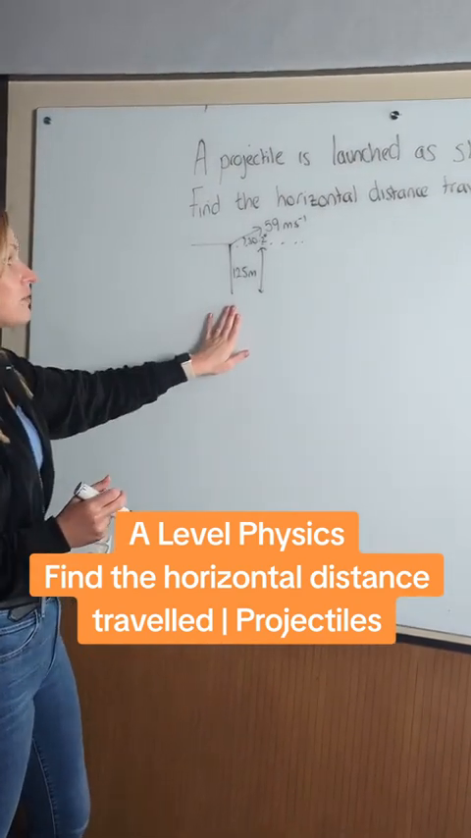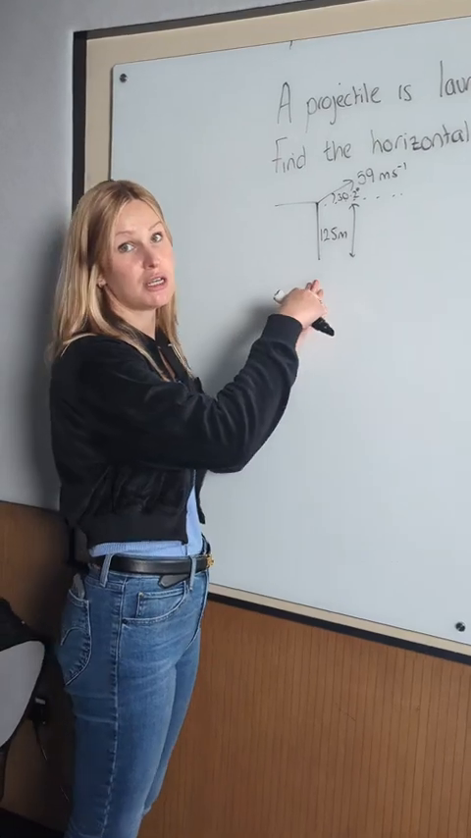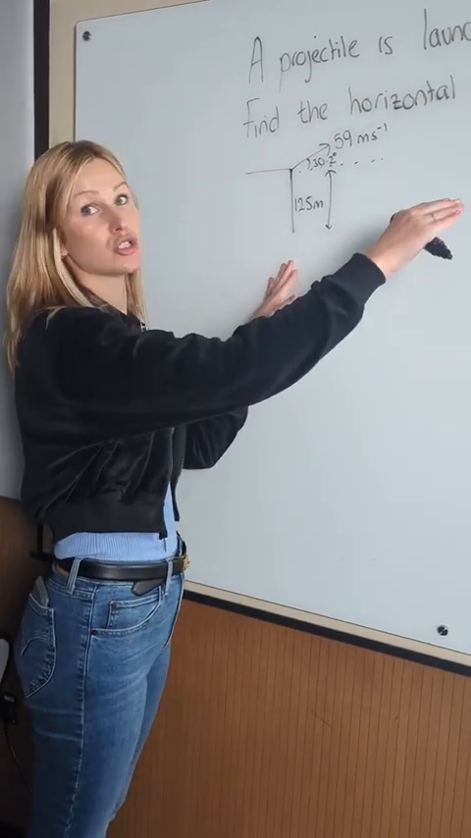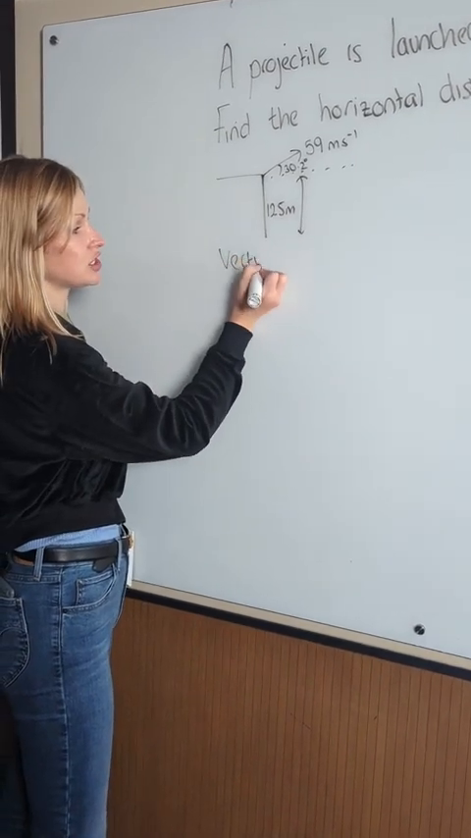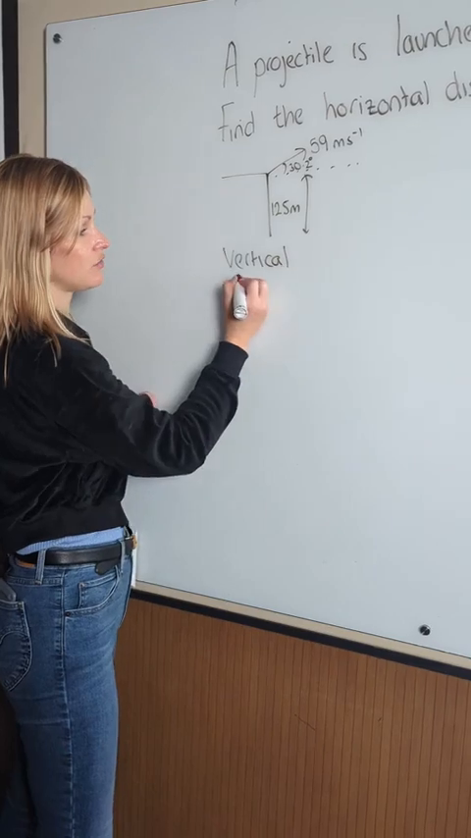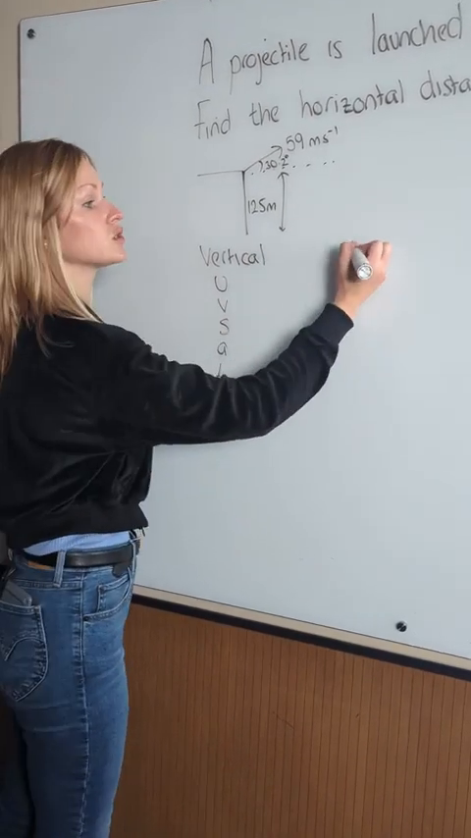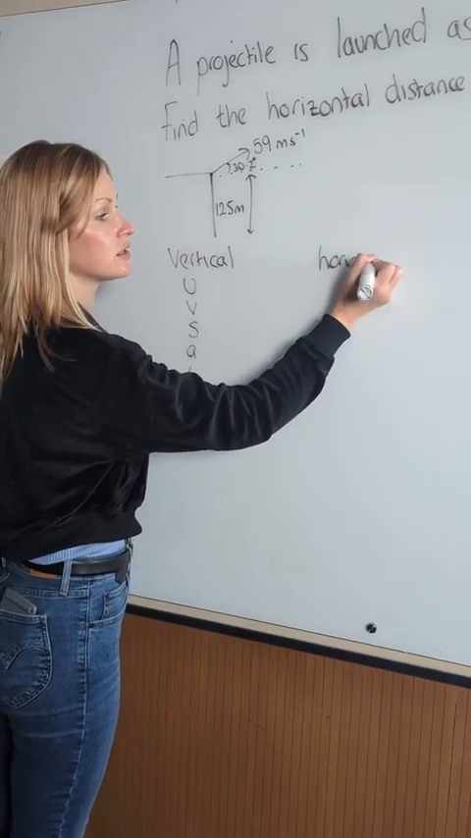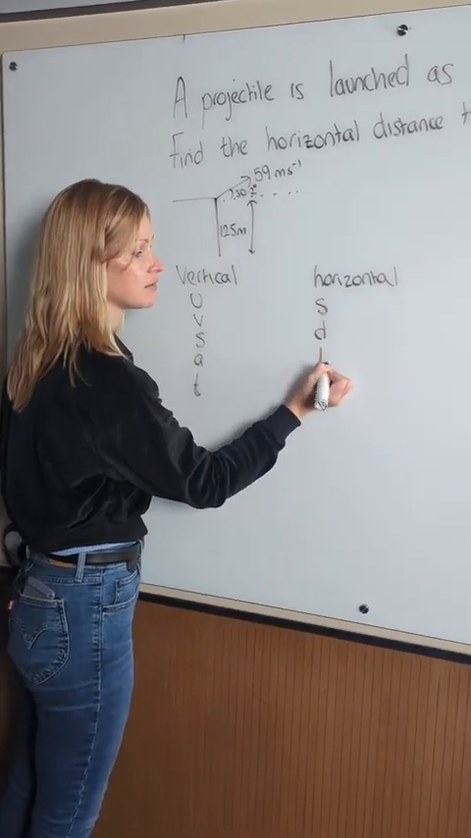Okay, so again, the first thing I would do is set up my SUVATs, because I know that the vertical motion must be independent of the horizontal motion. So again, I set my SUVATs in the vertical direction: I have U, V, S, A, T. And in the horizontal direction, I have speed, distance, and time.